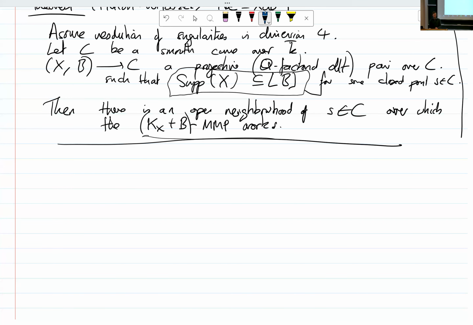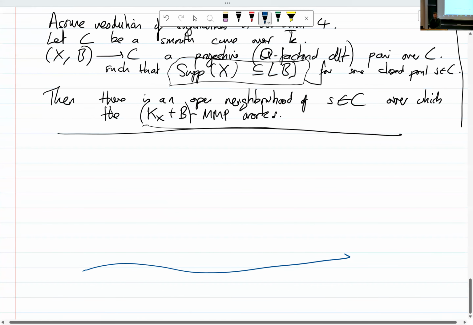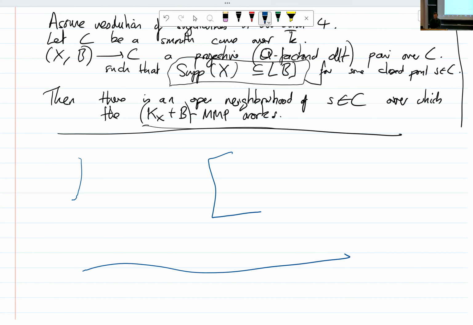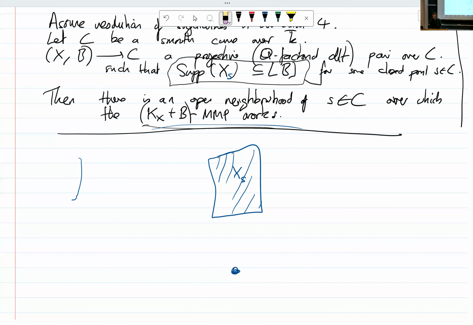And first, I need to, well, give you a picture of what this X looks like. So we have the C, we have X over it, which is supposed to be dimension 3. So I'll just draw it as a family of surfaces. So then we have this X sub S, which is the special fiber, which you're assuming you put into the boundary with coefficient 1. Okay, and then, since we're supposed to only be caring about things in an open neighborhood, maybe I can just localize the base at that point and then talk about the special fiber and some generic point.